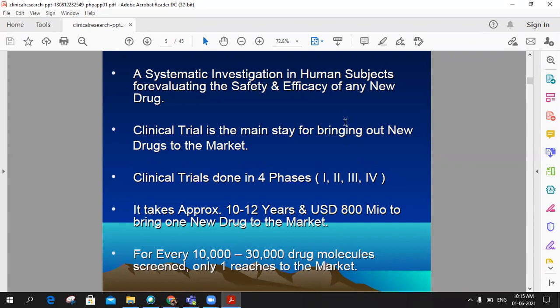now they have to hire a CRO. Otherwise, if they are capable of doing the trial, that's fine. Otherwise, they need to hire a CRO for conducting the clinical trials.